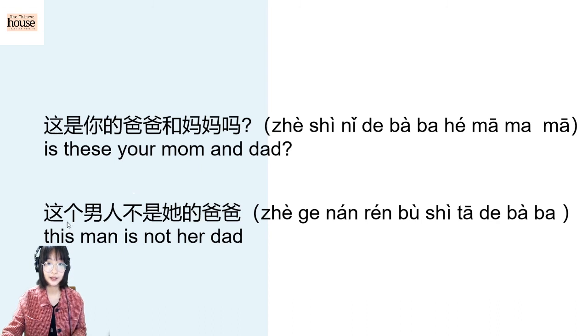This man is not her dad. 这个, this one, this man, 男人, is not, 不是, her dad, 他的爸爸. 这个男人不是他的爸爸. So this is the course for today.